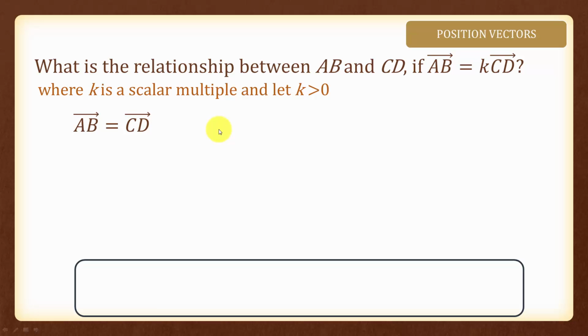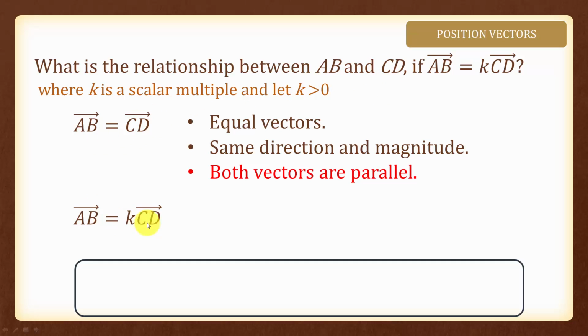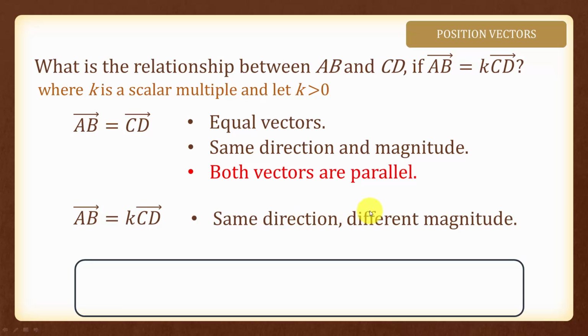And yes, these are equal vectors, which means that the direction and the magnitude are the same. Since the directions are the same, it also means that these two lines AB and CD are parallel. If K is greater than 1, then these two vectors have the same directions, but they have different magnitude. And since they have the same direction, once again means that both vectors are parallel. Now for K less than 0, the direction will be the opposite direction, but both vectors are still parallel.